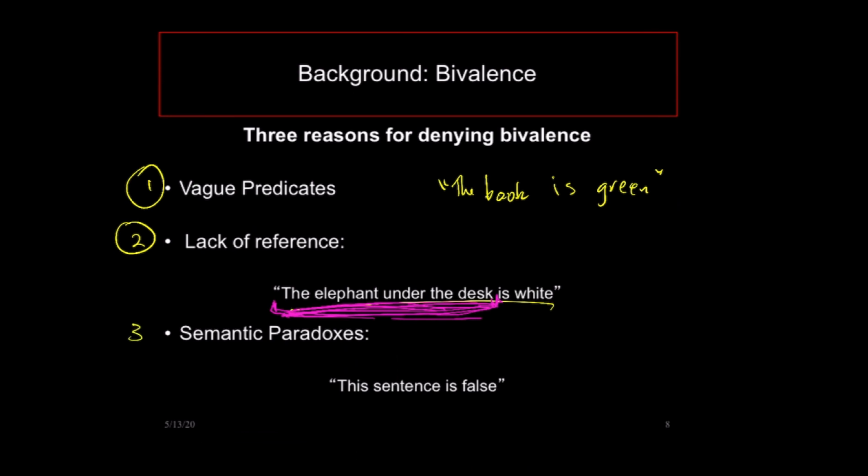The last reason is a whole cluster of things called semantic paradoxes. This is just one example. Suppose I consider the sentence that says, "this sentence is false." And you say, well, suppose that sentence is true, then it's false. And if it's false, it's true. It's like, wait a minute, what? It can't be both true and false, right? Or can it? Is this a case where we should deny the principle of bivalence?